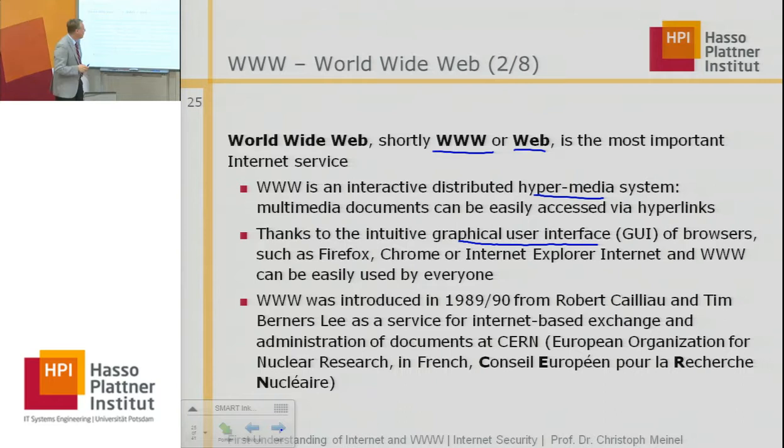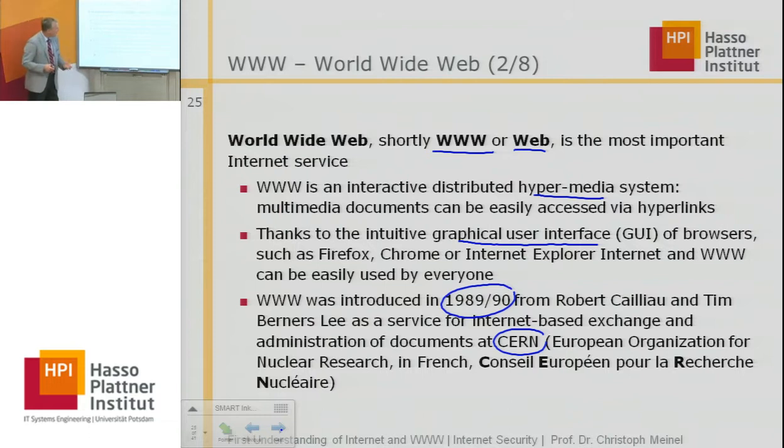For the history of the World Wide Web, it was introduced in 1989-90 by Robert Cailliau and Tim Berners-Lee. They designed this service for an internet-based exchange and administration of experimental data, data that were produced at the European Organization for Nuclear Research, shortly CERN.